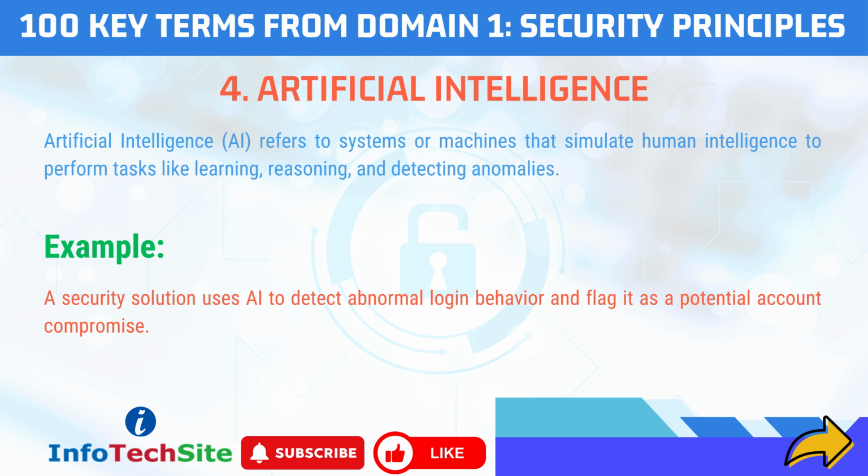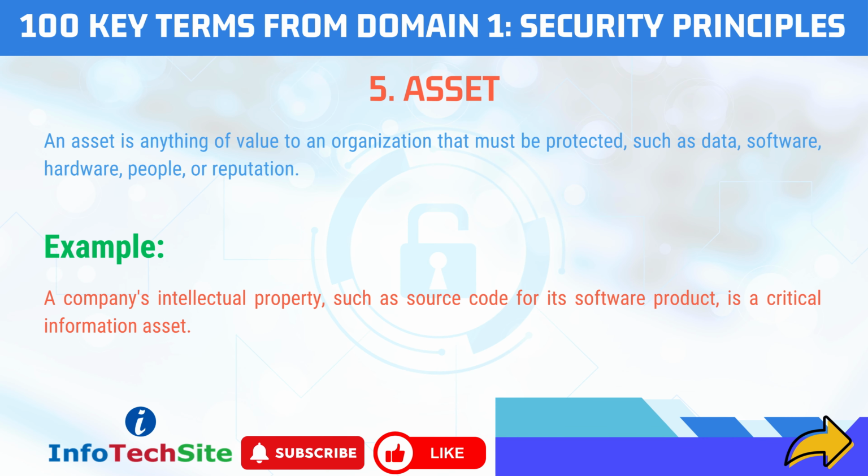Artificial intelligence (AI) refers to systems or machines that simulate human intelligence to perform tasks like learning, reasoning, and detecting anomalies. An example includes: a security solution uses AI to detect abnormal login behavior and flag it as a potential account compromise. 5. Asset. An asset is anything of value to an organization that must be protected, such as data, software, hardware, people, or reputation.